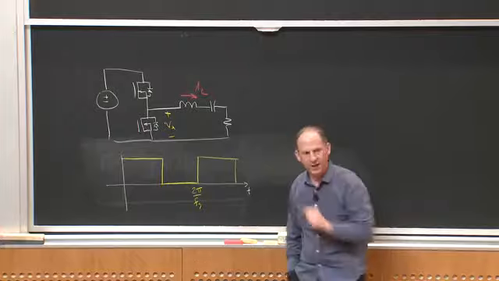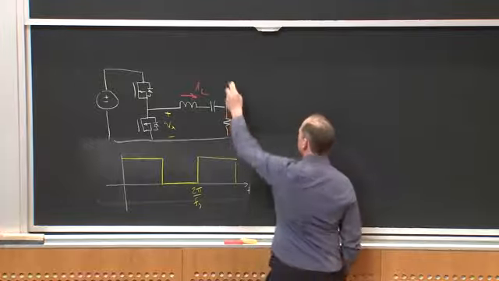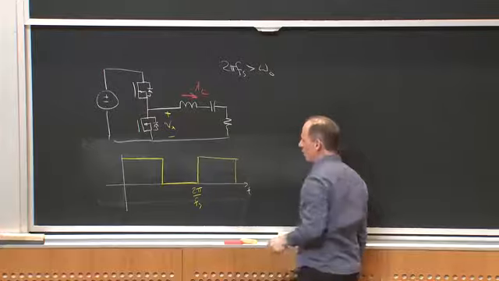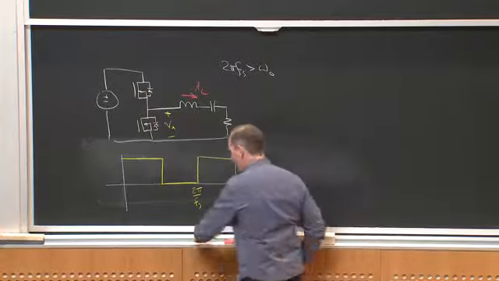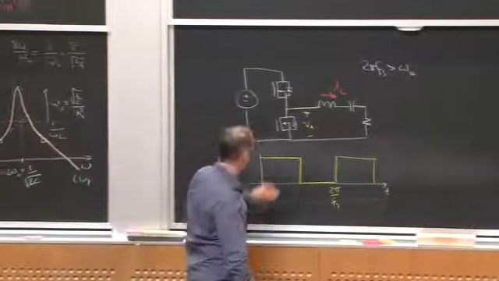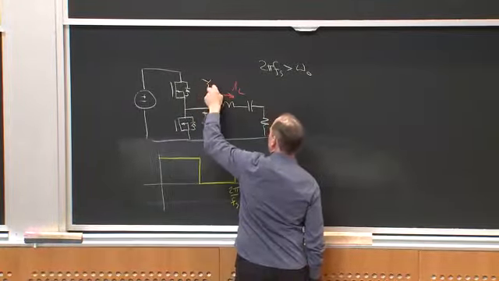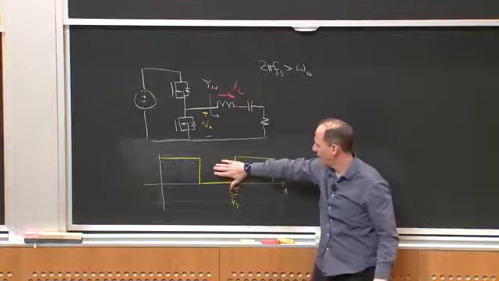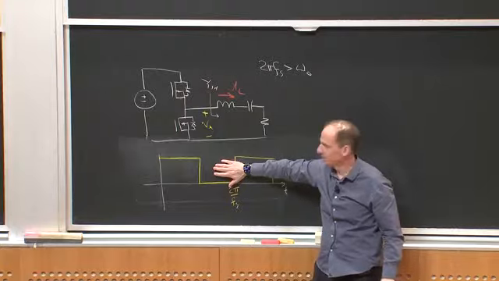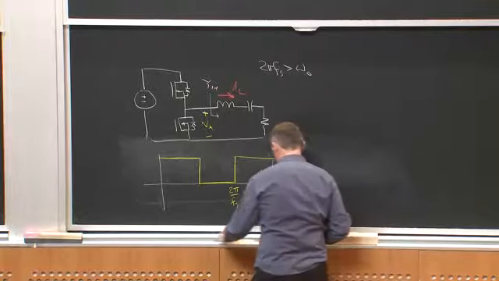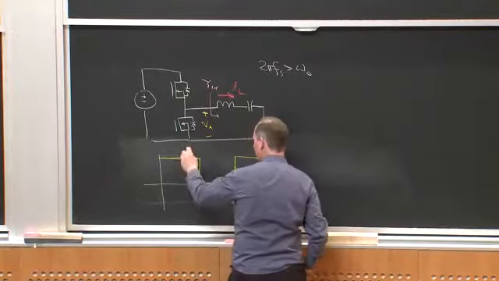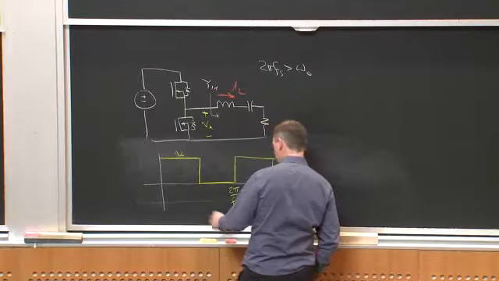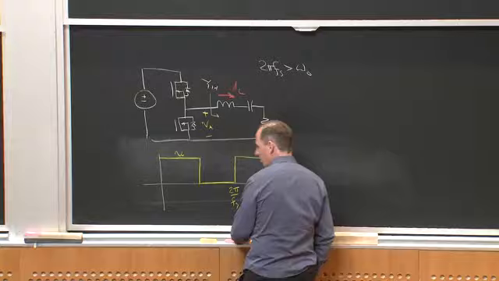So if I'm above resonance, right? So if 2 pi Fs is greater than omega naught, right? What I expect is this net admittance to look inductive, which means that I sub L should lag the fundamental of this voltage, right? Well, what does the fundamental of this voltage look like? This is VDC, right? So this is V sub X of t. What its fundamental looks like is something like this.